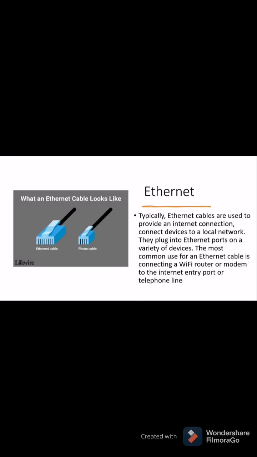So what is Ethernet? Typically, Ethernet cables are used to connect devices to a local network. They plug into Ethernet ports on a variety of devices. The most common use for an Ethernet cable is connecting a Wi-Fi router or modem to the internet entry port or telephone line. And this is an example of what an Ethernet cable looks like.